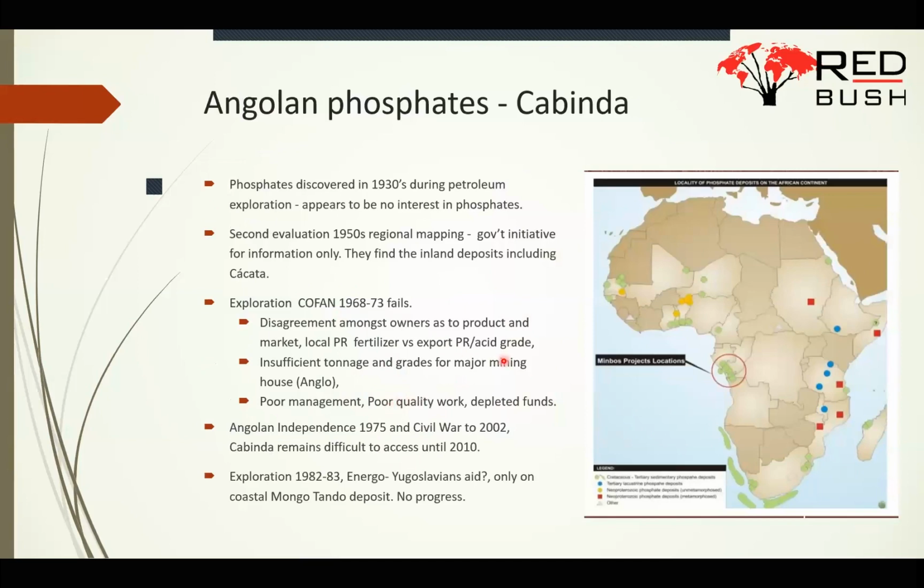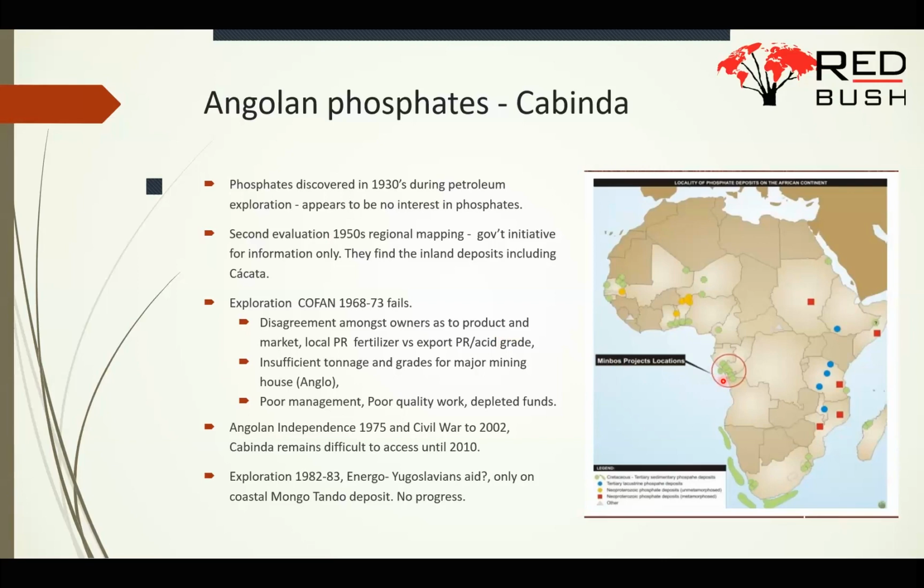The next one is Cabinda. I'm running very low on time, I'm way over. Phosphates are discovered in the 1930s during petroleum exploration. A second evaluation in the 50s, regional mapping, discovers some inland deposits, not just the ones on the coast. So this is Cabinda.